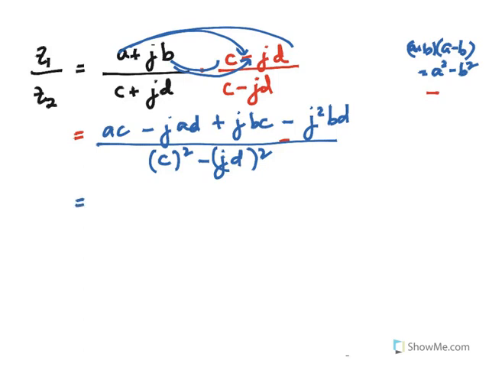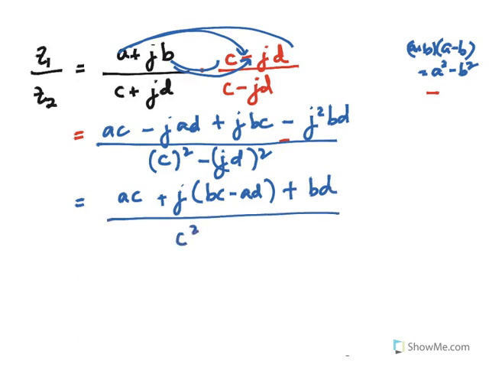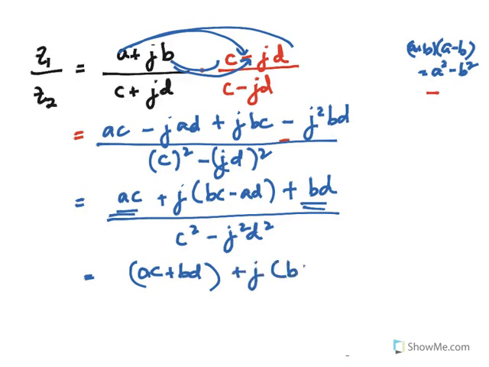jd squared. So simplifying further, you'll have here AC minus, when we combine this, you have here plus jbc minus ad, and then replace j squared by negative 1, and since there's a minus there, it becomes plus bd all over c squared minus j squared d squared. Or you have here AC plus BD, so combine this and this one, plus JBC minus AD all over C squared plus D squared. Because negative 1, again, replace the negative 1, it becomes plus C squared plus D squared. So this is the quotient.